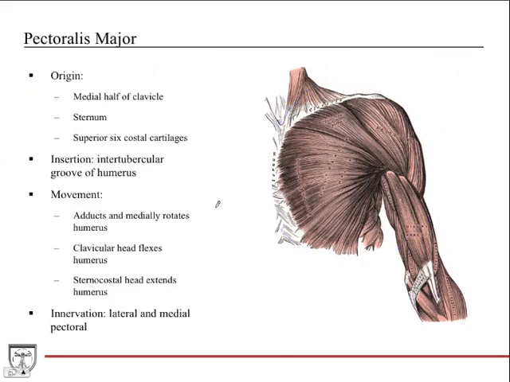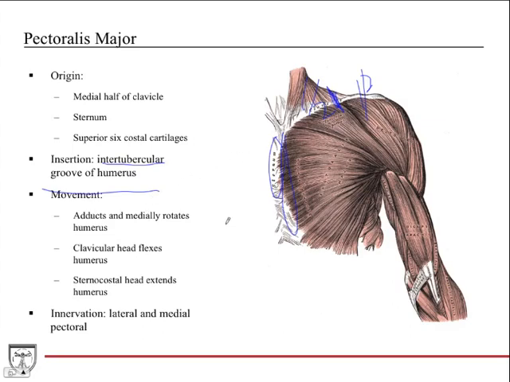So first, Pec Major, the origin, it's the medial half of the clavicle. So you can see here, we divide it in half. This half is deltoid. This half is Pectoralis Major. Also attaches on the sternum here. And then the superior 6 costal cartilage, which is just kind of underneath here. Where does it insert onto? Into that intertubercular groove that we talked a lot about of the humerus.